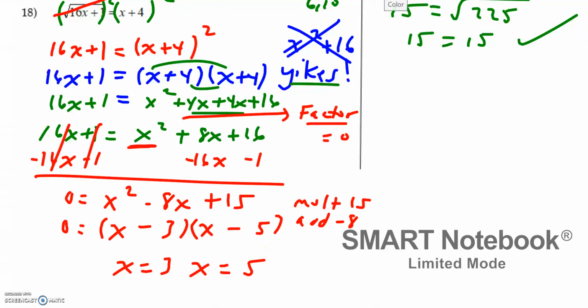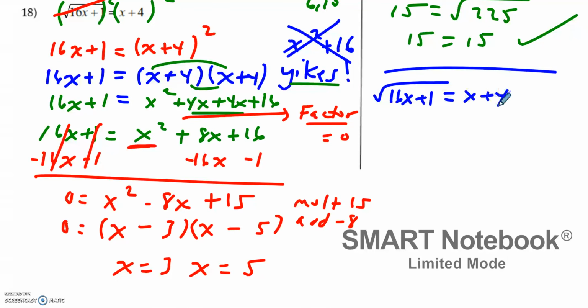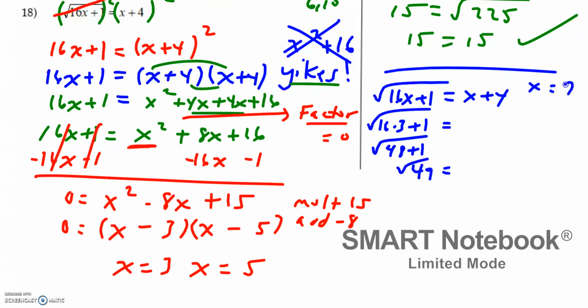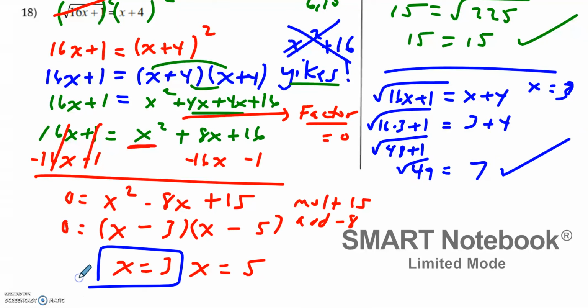Now, what's really important again is the checking. So in the original problem, which is the square root of 16x plus 1, does that equal x plus 4? Let's check x equals 3 first. Every time I see an x, I'm going to plug in 3. Does the square root of 16 times 3 plus 1, which is the square root of 48 plus 1, or the square root of 49, equal 3 plus 4? Yes, the square root of 49 does equal 7, so 3 is in.